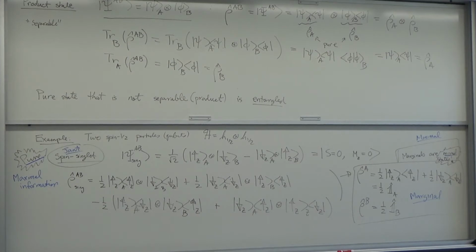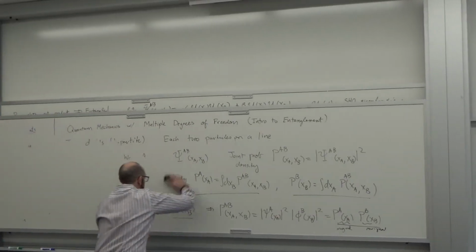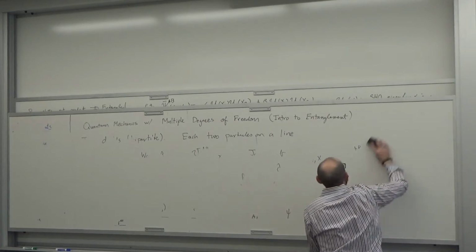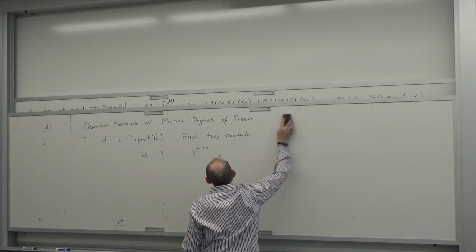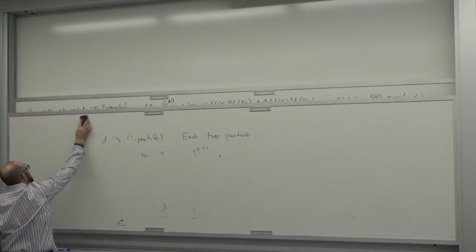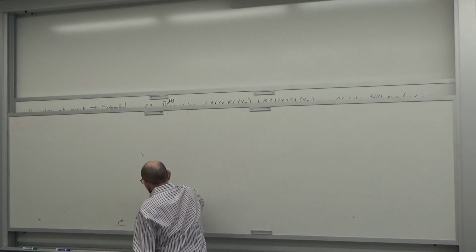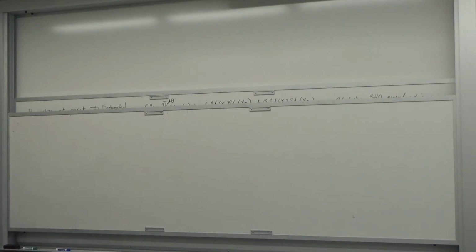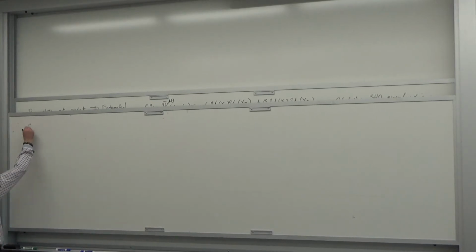All right, so this is one of the hallmarks of entanglement, this idea that we can have a situation where we have absolute purity of the whole, but mixedness in the pieces. That's one of the hallmarks of entanglement. Okay? Another hallmark of entanglement, as you know, has to do with the question of correlations.